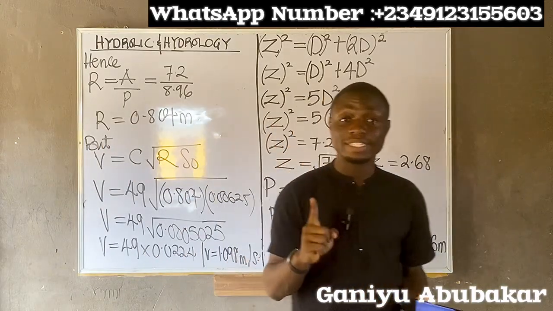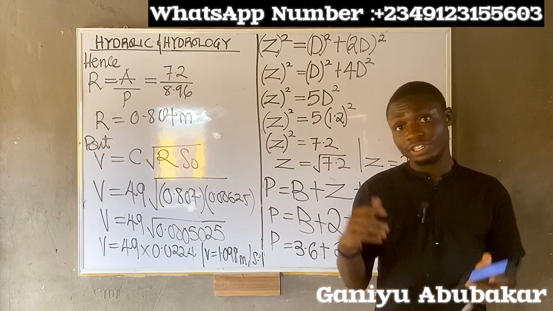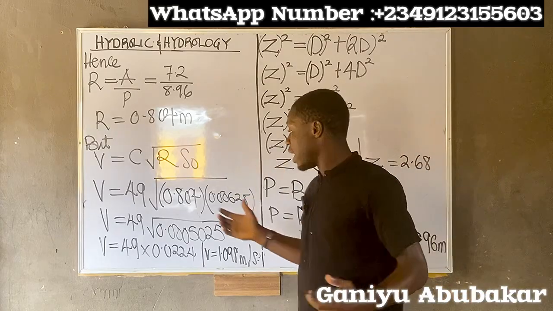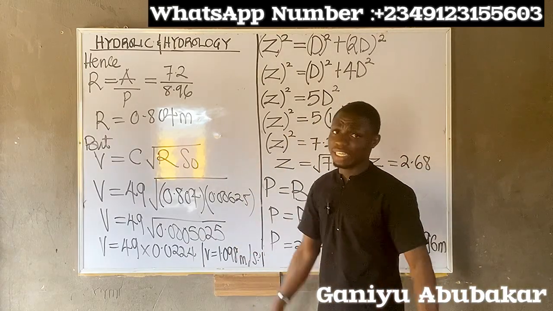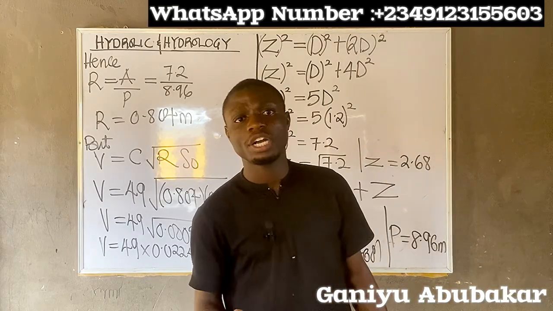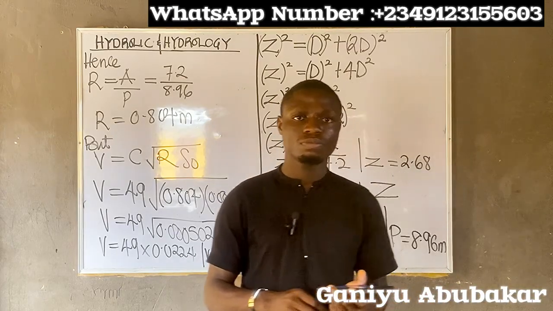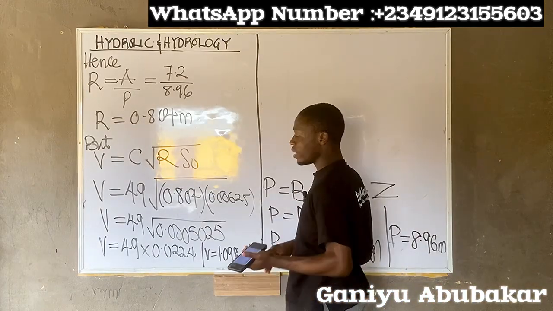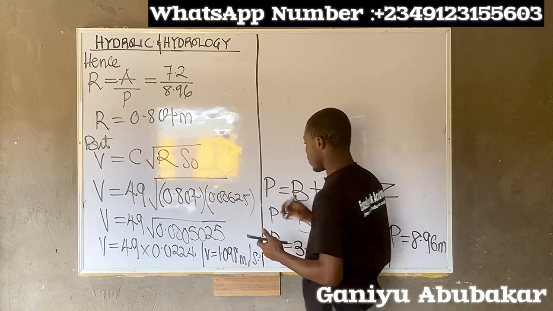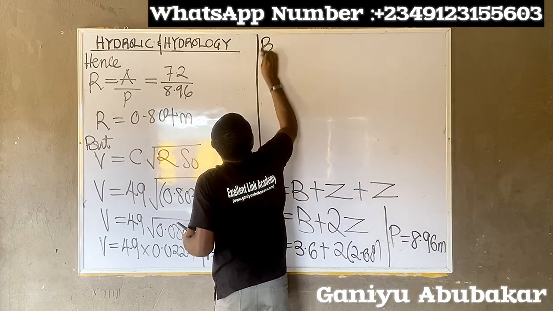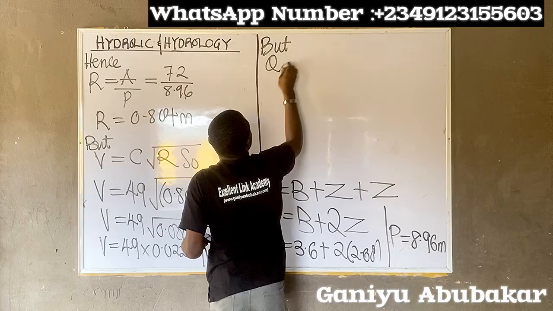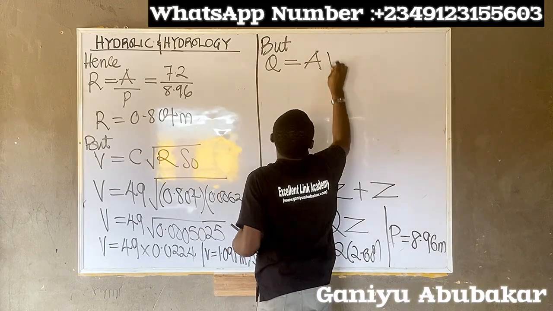So the main task was to get Q, the discharge. From here, after getting V, I can easily get the discharge. So let's get the value of Q. All right, let's get Q, please. From here, we said that Q is equal to AV.